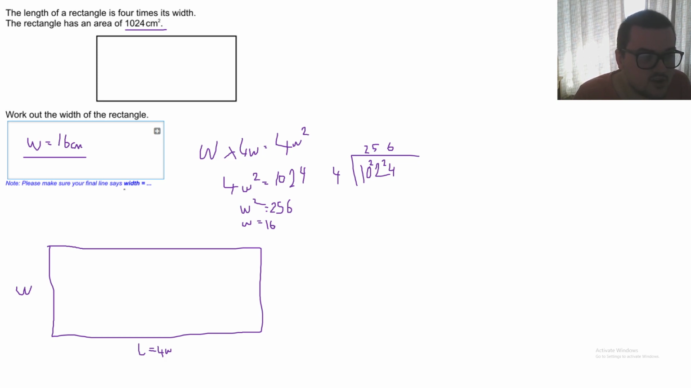But the question says make sure your final sentence has width. So you actually use the word width equals 16 centimeters. And there we go. So let's go on to the next question, because this question is now done.